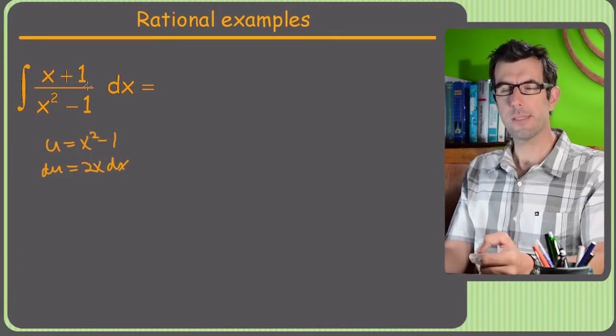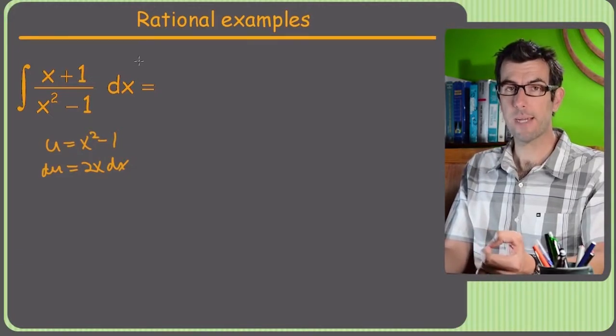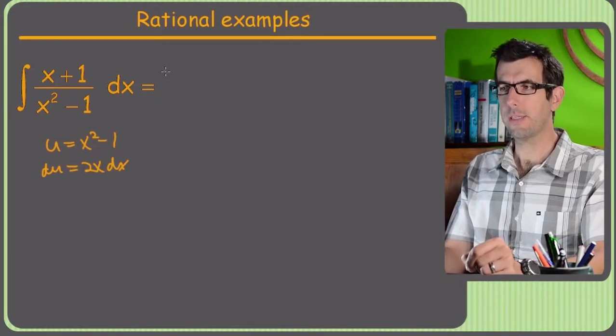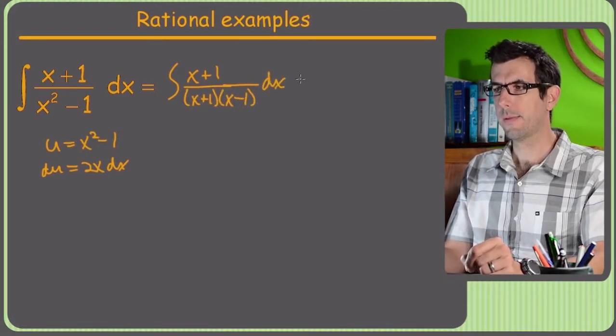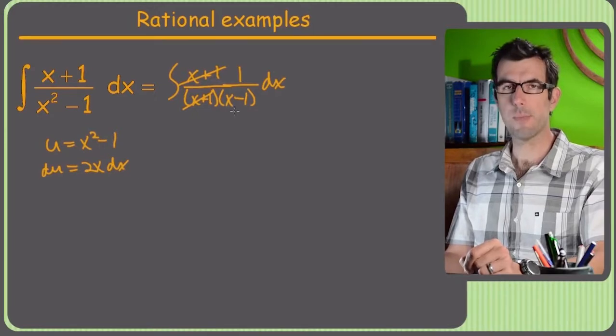However, I would then look at this and think, doesn't x squared minus 1 factor? So yeah, let's factor this to x plus 1 over (x plus 1)(x minus 1). Because now the x plus 1's cancel, and we just get 1 here. So really it's just the integral of 1 over x minus 1.